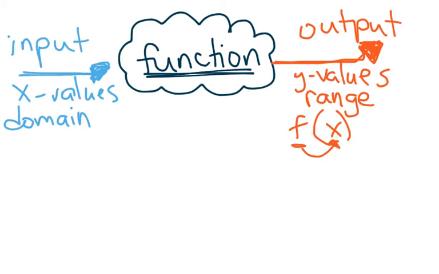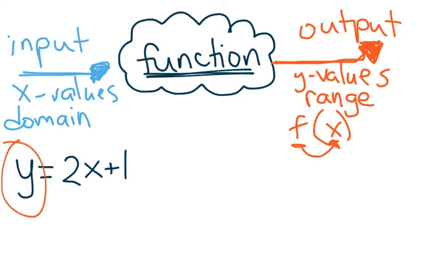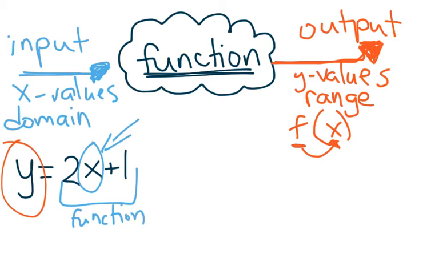or the input. So for example, if I have a function that says y equals 2x plus 1, y is my output. That's what I'm going to get out. X is my input. So every time I input a number into x, this function machine multiplies the x by 2, adds 1 to it, and spits out my output, y.